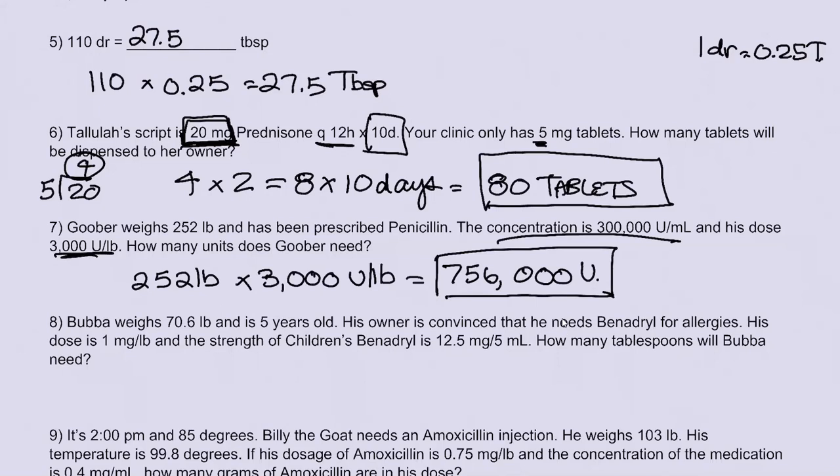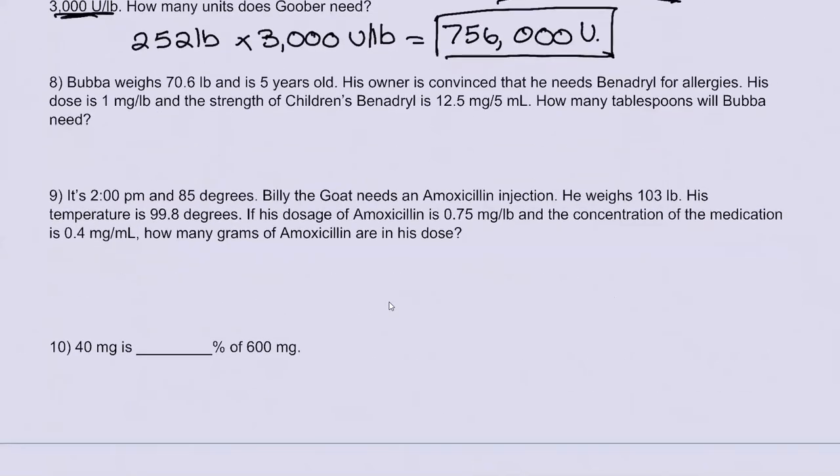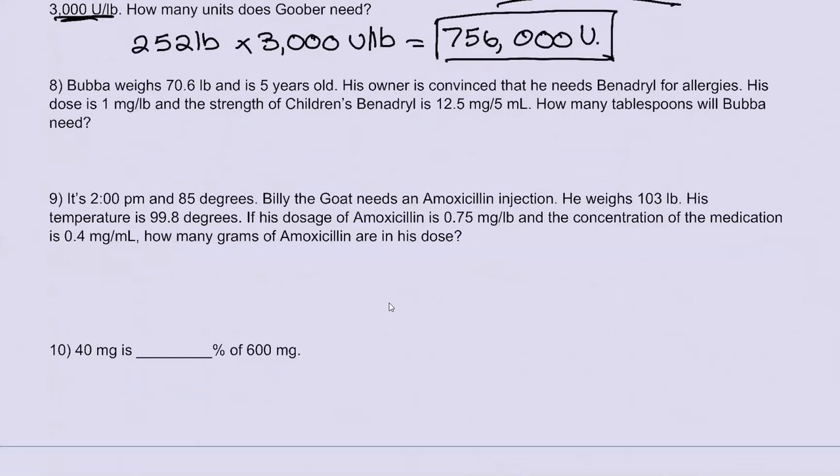All right, number 8, Bubba. He weighs 70.6 pounds. He is 5 years old, and his owner is convinced that he needs Benadryl for allergies. His dose is 1 meg per pound. And then the strength of children's Benadryl is 12 megs every 5 mils. How many tablespoons is Bubba gonna need?